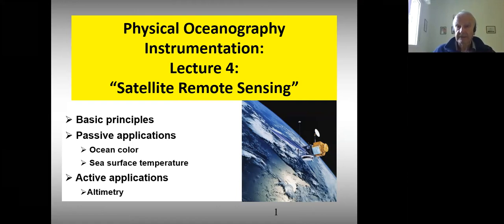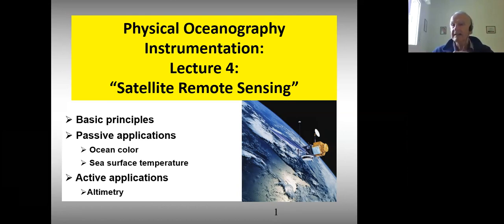And the satellite remote sensing is based on two principles, two applications. One is the passive application, which is the ocean color and sea surface temperature, where the satellite receives the signal from the Earth. We analyze then the signal. So the signal is transmitted from the Earth, depending on temperature or ocean color.